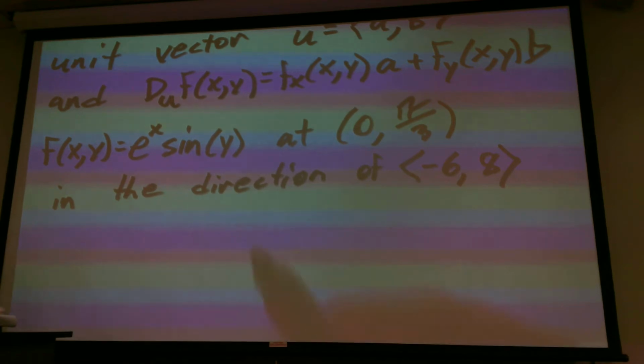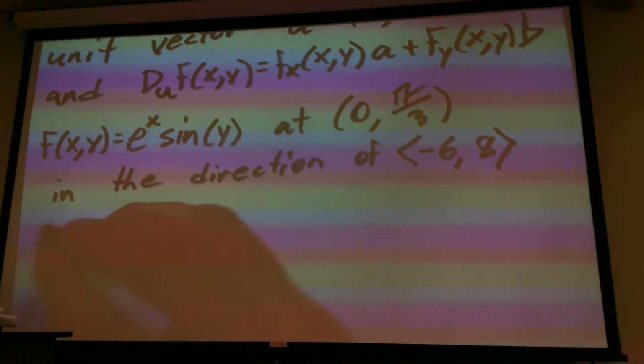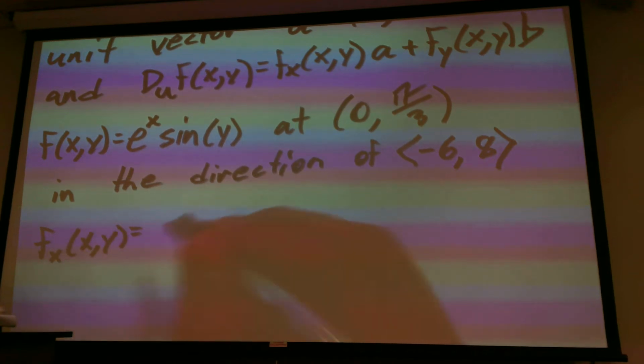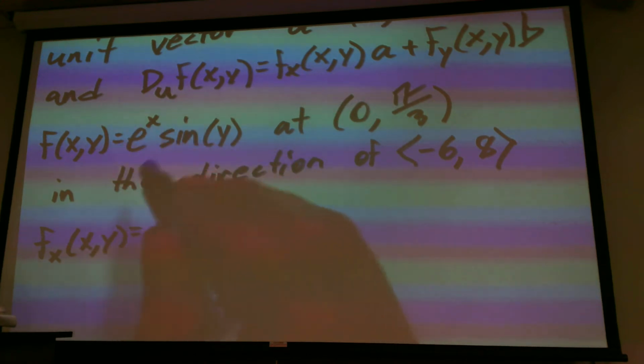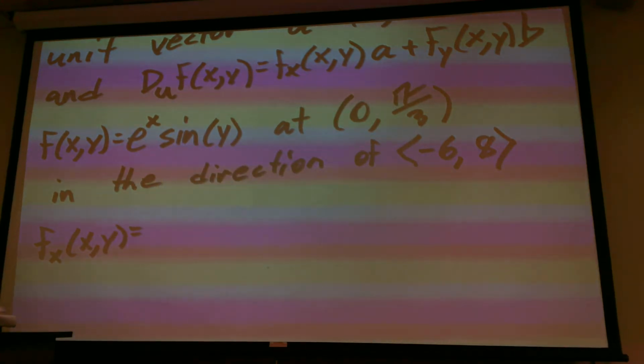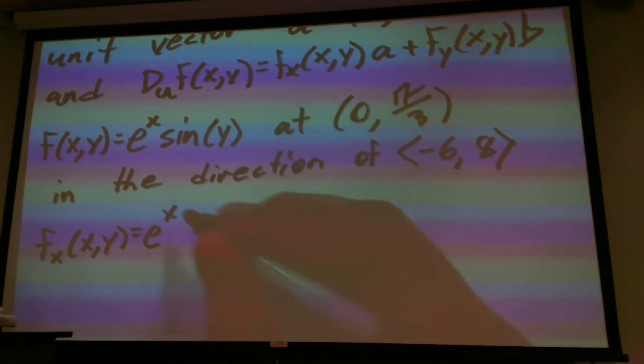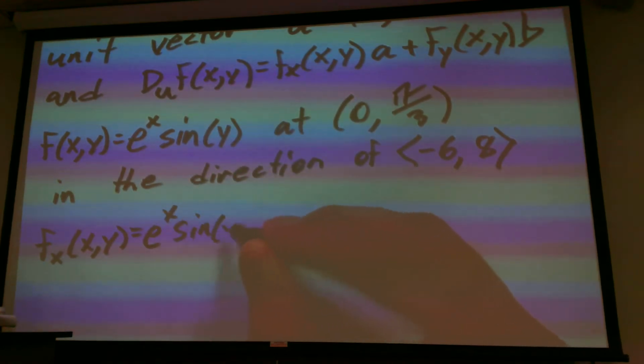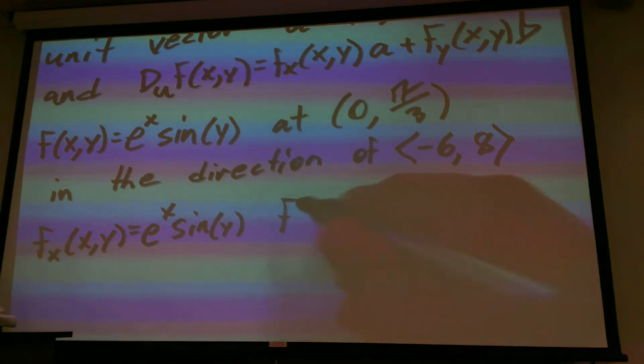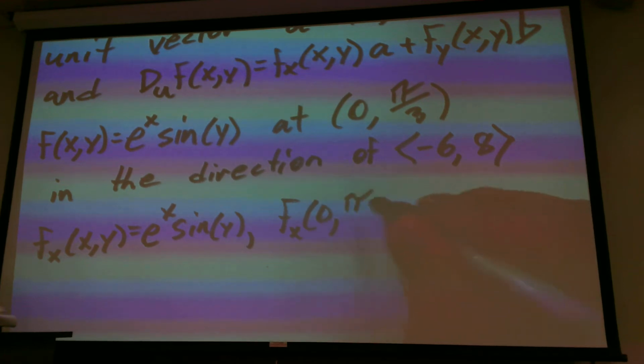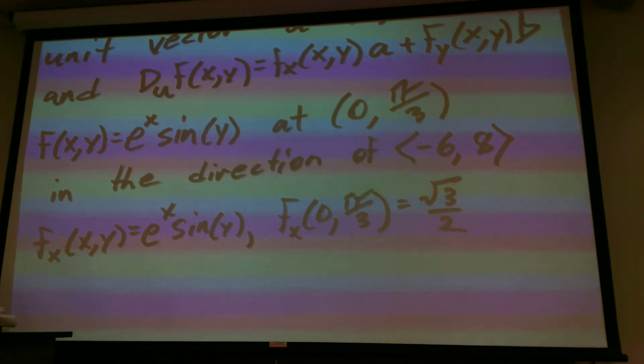So f sub x of x, y. Well, if I take the derivative with respect to x, I'm just taking the derivative of e to the x, and the derivative of e to the x is just e to the x. So that's going to be e to the x times sine of y. All right? And now let's evaluate that derivative at the point (0, pi over 3). Well, e to the 0 is just 1, and sine of pi over 3 is going to be the square root of 3 divided by 2.